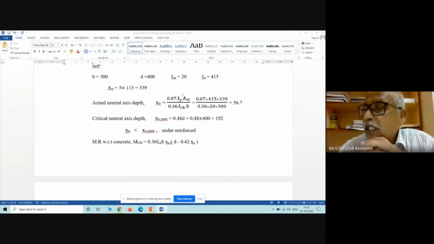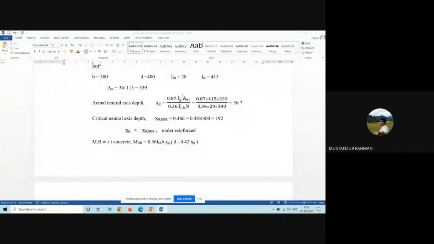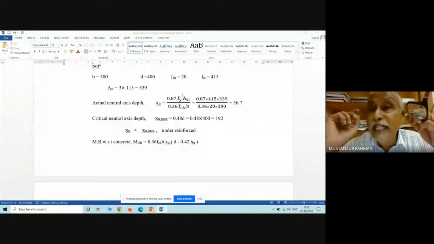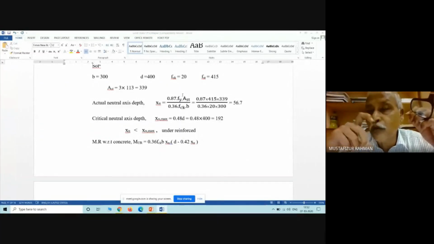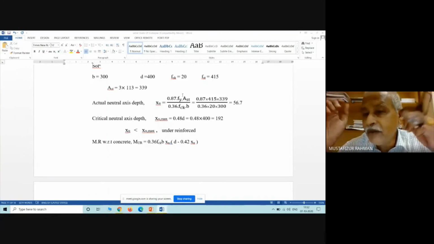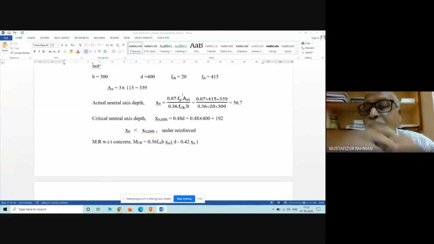If you send this calculation to any place of the world, everybody will accept it, because we solved it by the SI system. When we are writing the SI system, that means your unit will always be Newton and millimeters. If you are utilizing Newton for force and millimeter for length measurement, you need not write any unit. So this represents 56.7.